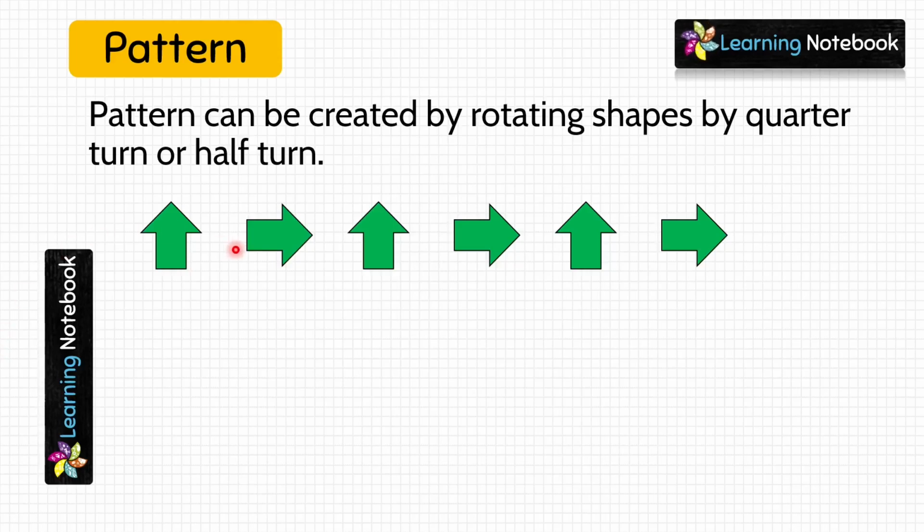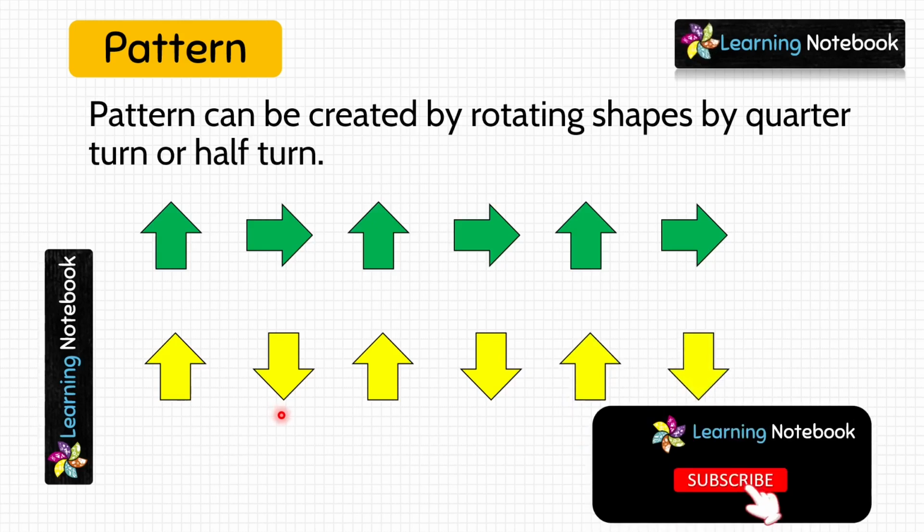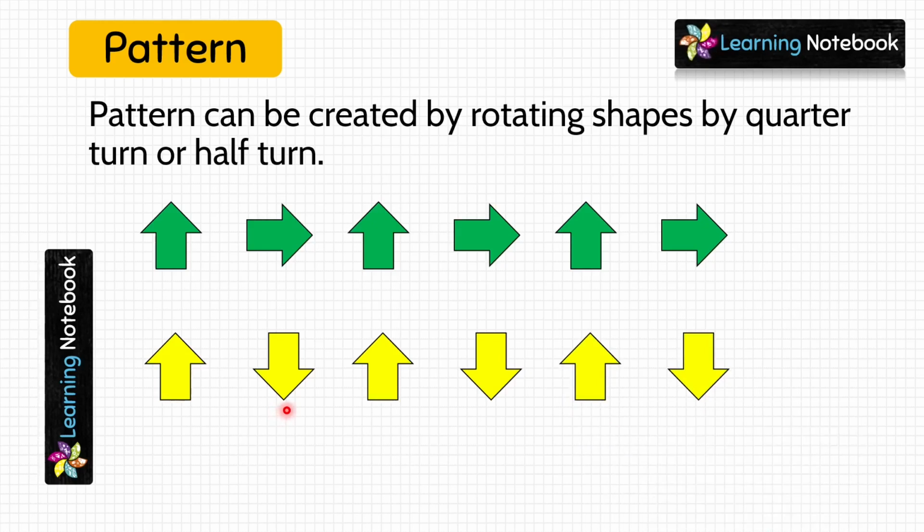Similarly, now let's create a pattern using half turn. This is an arrow. This time, let's move this arrow by half turn, that is by 180 degrees. So the arrow will look like this. Now, if we repeat these two shapes, then we can create a pattern using half turn, as you can see here. So these are the patterns which we have created by rotating shapes by quarter turn or half turn.